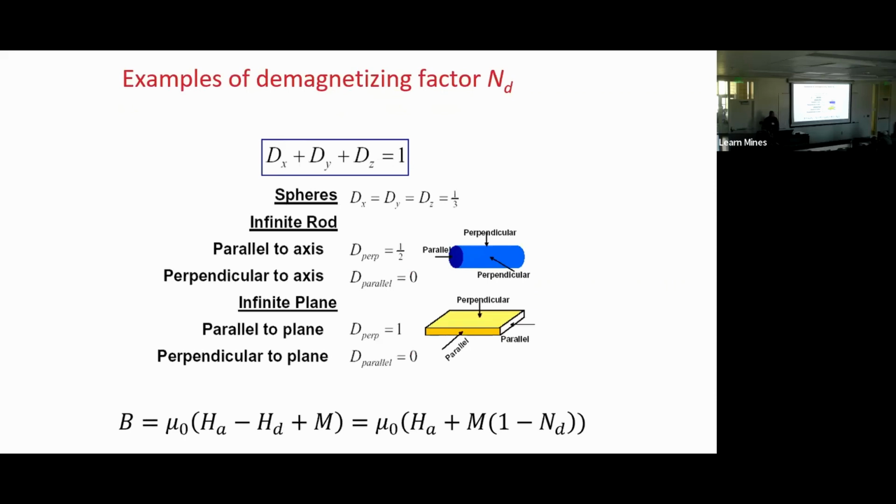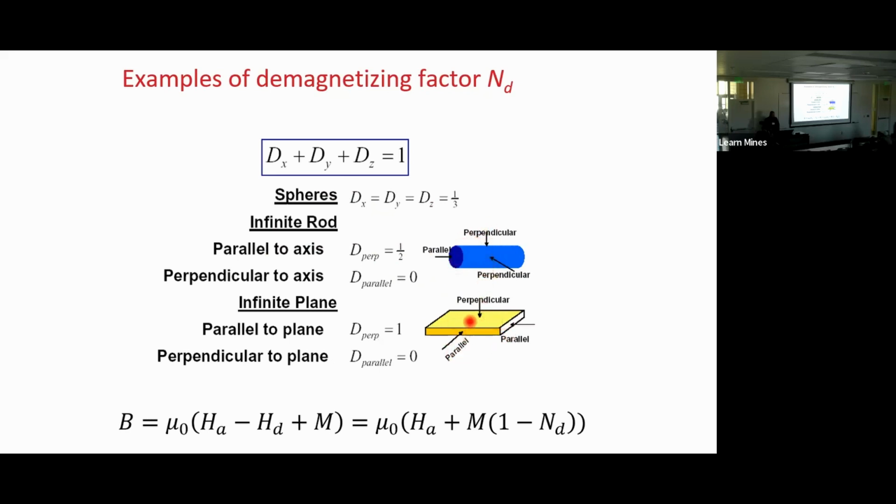There are several extreme cases. One is spherical. If you are spherical, then x, y, z, all directions are equal. So you are 1/3, 1/3, 1/3. If you are an infinitely long rod, so very long, and you want to magnetize along the long axis direction, parallel to the axis, your demagnetization factor is actually negligible. If you want to magnetize perpendicular to it, actually you are really working against something.